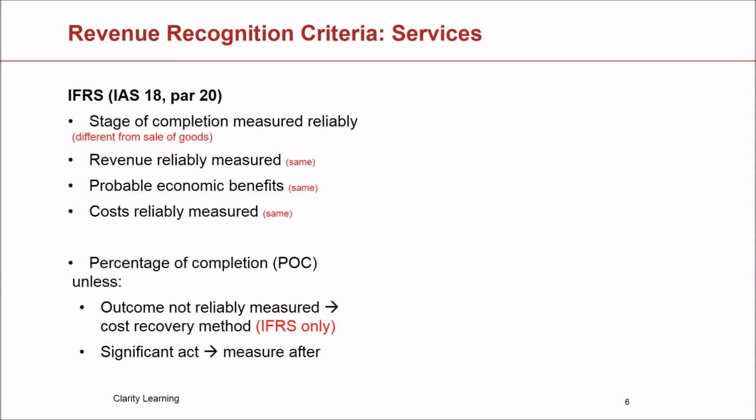Under IFRS, we should be using the percentage of completion method unless the outcome can't be reliably measured, in which case we would use the cost recovery method, and all that is that revenue can only be recognized to the extent that costs were incurred. In addition, if there is a significant act in the rendering of services, then you would measure revenue only after the significant act has occurred.